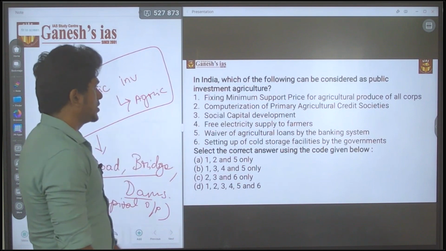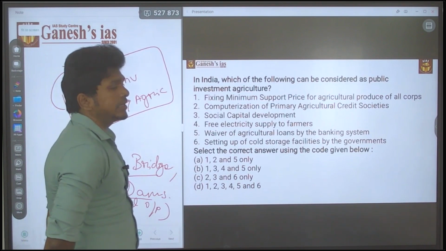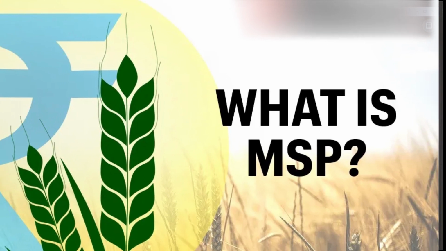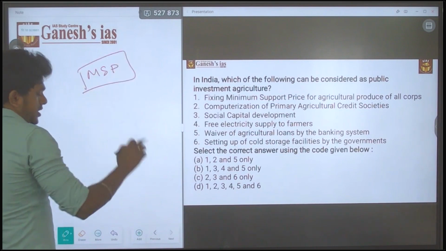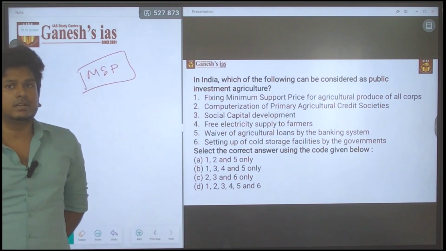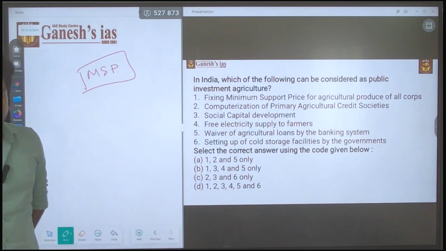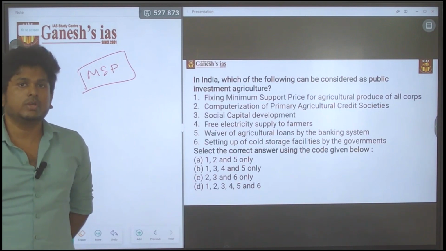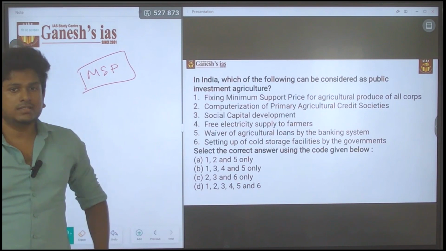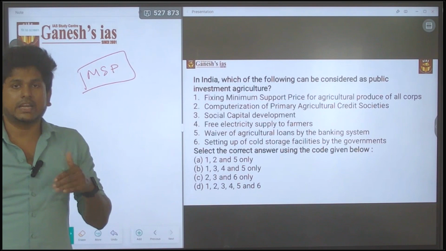Go for the first statement: fixing the minimum support price for agriculture produce of all crops. First of all you have to know what MSP is. MSP is the price declared by the government before the farmer goes for sowing in his field. It creates a thought process that the government will anyway procure my produce. In such a way they induce the farmer to go for cultivation, because usually the farmer has a fear of whether he will get the correct price for the produce.